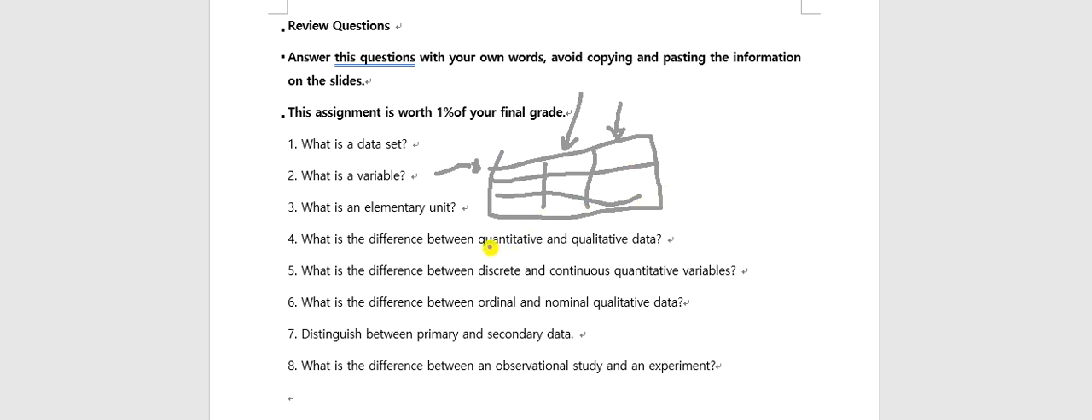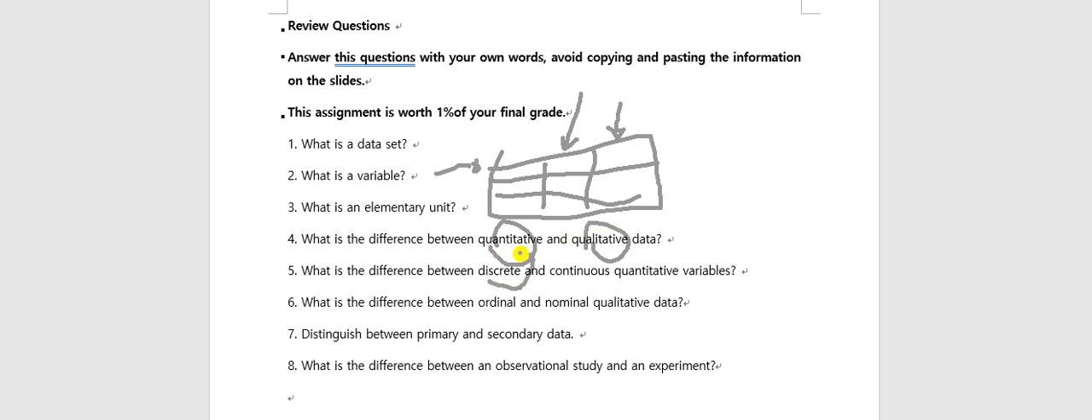The difference between a quantitative and a qualitative data set: quantitative is numbers, qualitative is qualities such as names, or words such as pretty, ugly, bad, good, tall, etc. Some of them have a value, some of them don't.